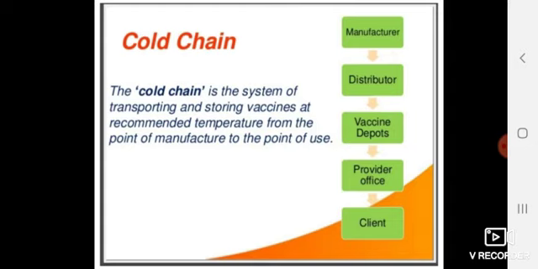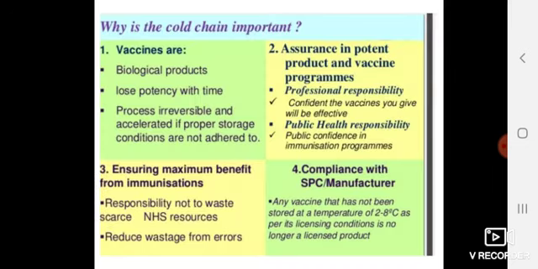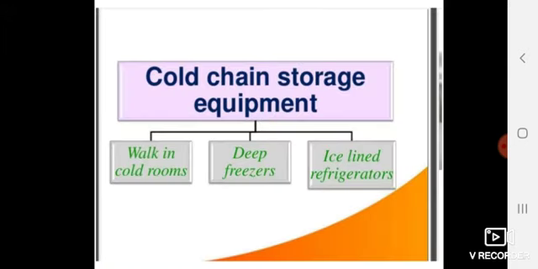So first is the manufacturer, then distributor, then vaccine depots, provider's office, and client. These are some of the cold chain components. These are the common setup we need: cold chain storage equipment. First one, vaccine cold rooms, then deep freezers, and ice-lined refrigerators.